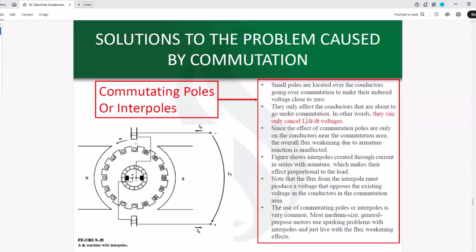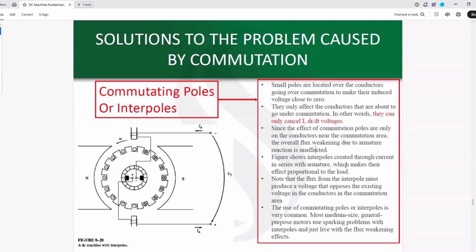So we're trying to counteract that voltage through basically the magnetic field that we put on these, what we call interpoles. This method can be useful, but because these magnetic fields are not really doing anything about the conductors that are far away, the overall flux weakening due to armature reaction is still unaffected. So we still have that flux weakening.